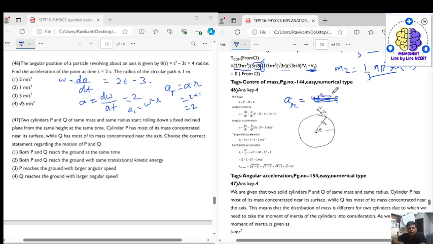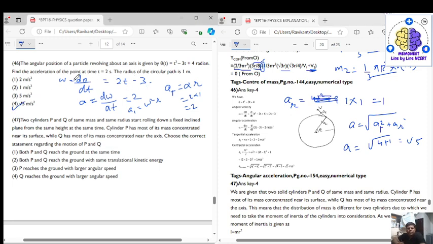At t is equals to 2, omega is equals to 4 minus 3, which is 1. Omega square r is 1. So we'll get 1. So acceleration is equals to under root of at square plus ar square. So we'll get acceleration is equals to under root of 4 plus 1, which is equals to root 5, right? So the correct answer for question number 46 is root 5 meter per second square. So the correct answer is option number 4, right?